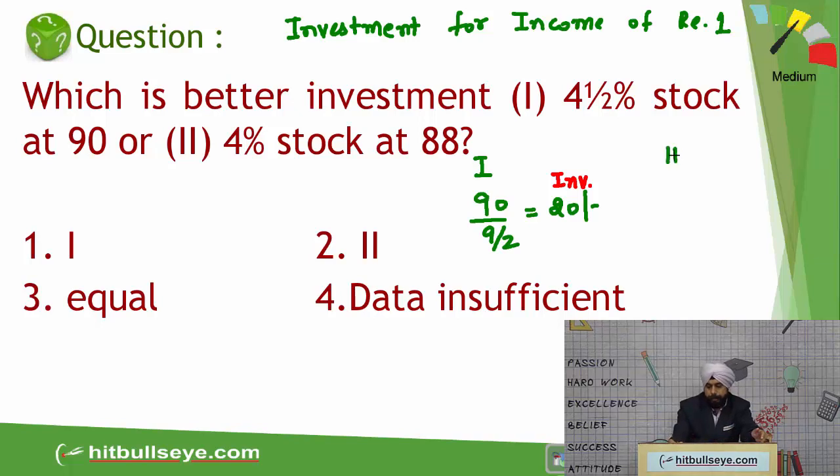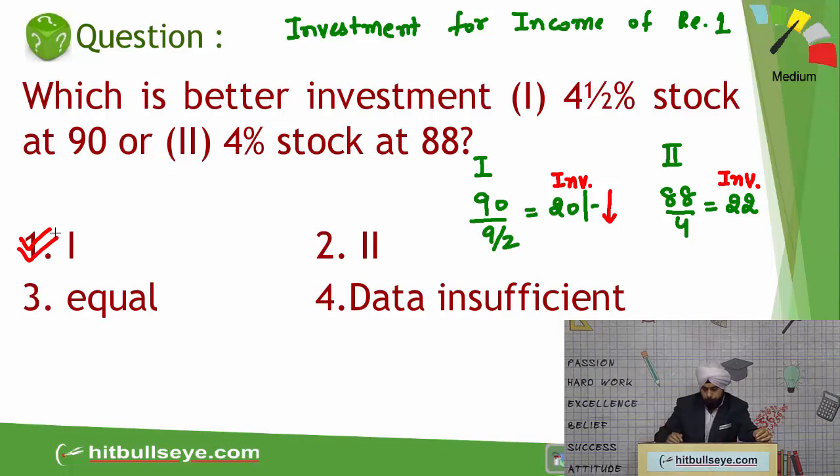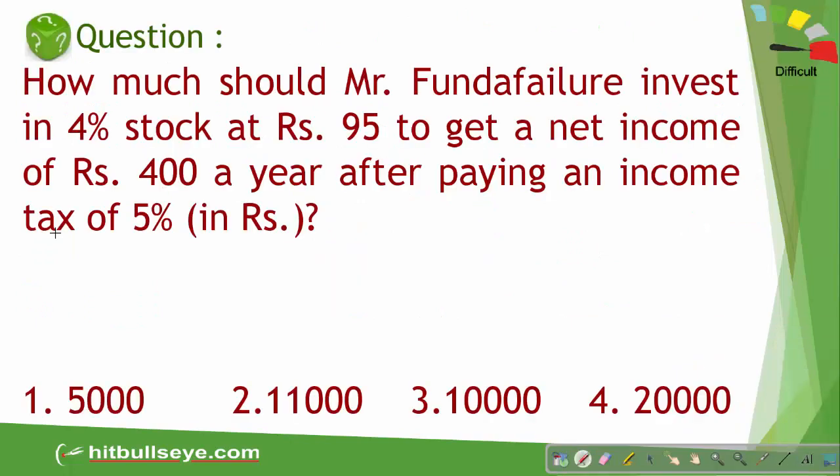Now in the second case, you invest 88 rupees to earn 4 rupees. That means in order to earn 1 rupee, you are investing 22 rupees. Now again students, if you are earning 1 rupee in both the cases, your income happens to be same. So which investment will be better? Wherever you invest a lesser sum of money, right? So that means the first investment opportunity is a better one. So answer is 1.